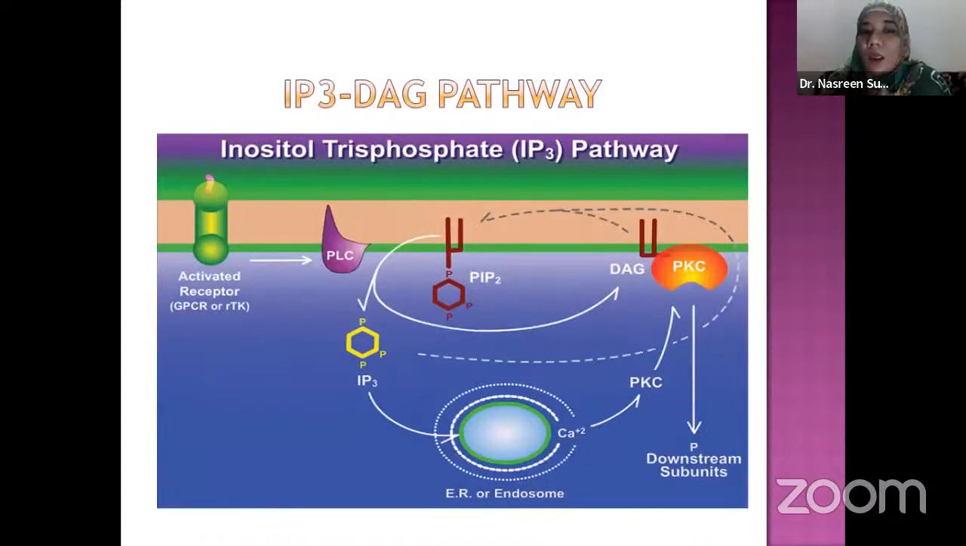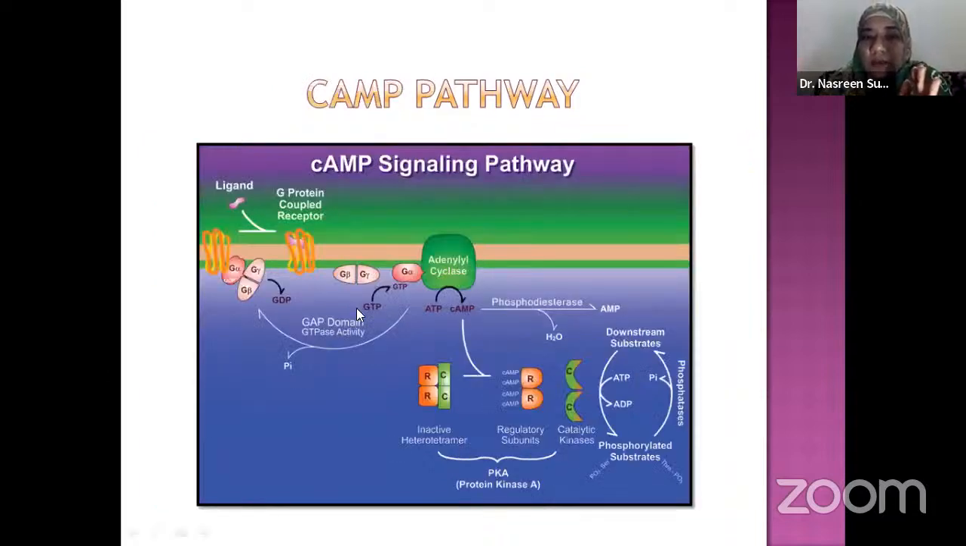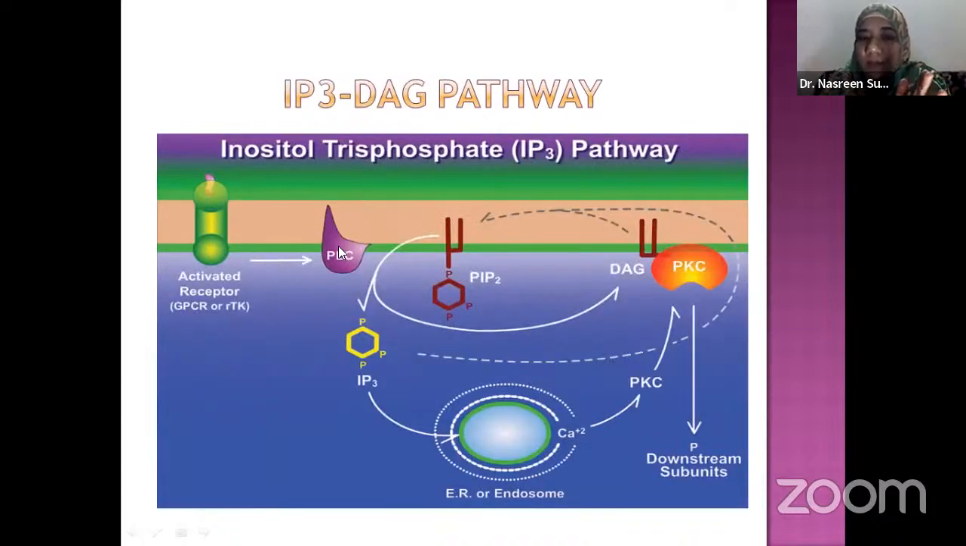Okay. Next is your IP3 DAG pathway. The same thing happens here. Instead of adenylyl cyclase here, the other enzyme will be activated, that is your phospholipase C. Okay. So when the phospholipase C is activated, it is going to hydrolyze phosphatidylinositol phosphate, PIP2, into IP3 and DAG. PLC, phospholipase C, is going to hydrolyze PIP2 into IP3 and DAG.